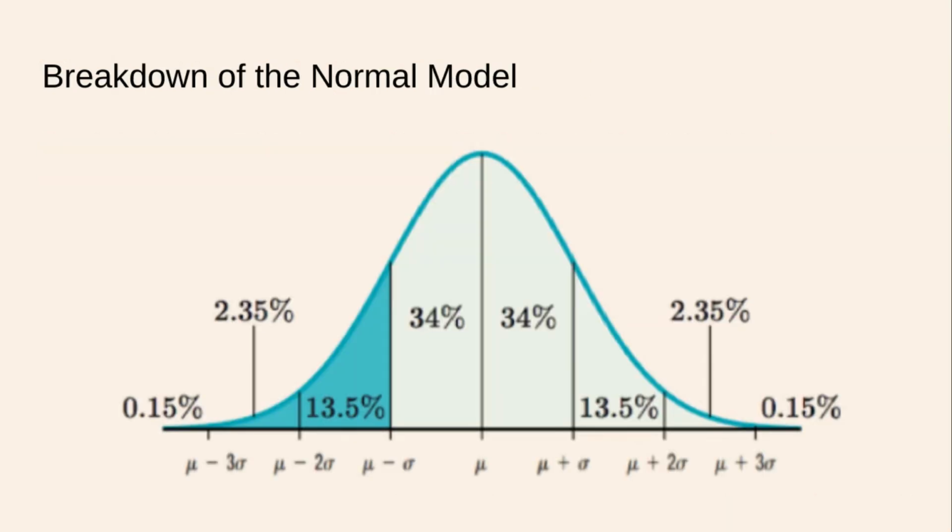Here is a further breakdown of the normal model. We can use symmetry to say that this middle 68% can be broken up into 34s. Then these 2 blocks right here denote 13.5% on either side. By the time we're out at 2 standard deviations from the mean, we have 95% of our data, so these 4 values should and do add up to 95%. Then we have 2.35% approximately. Again, these are all approximations.